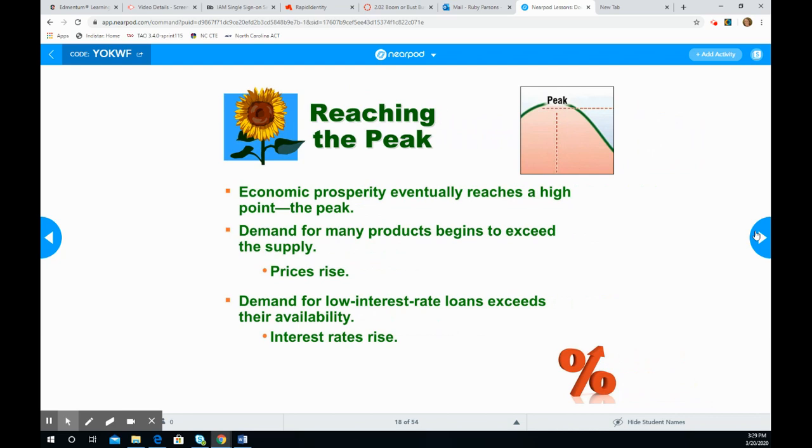So we are now reaching our peak. When we reach the peak, you have economic prosperity. It eventually reaches a high point, which is your peak. Think of a mountain. You've got the demand for many products because they begin to exceed the supply, so therefore prices are rising. And your demand for low interest rate loans will exceed their availability, so therefore at this point, interest rates will start to rise.